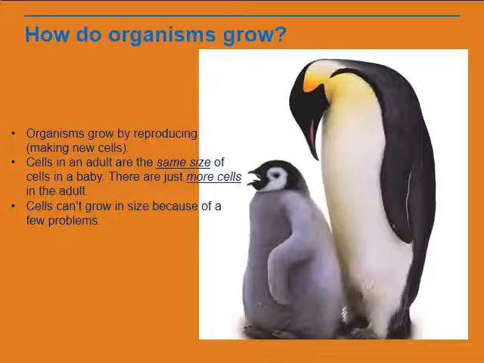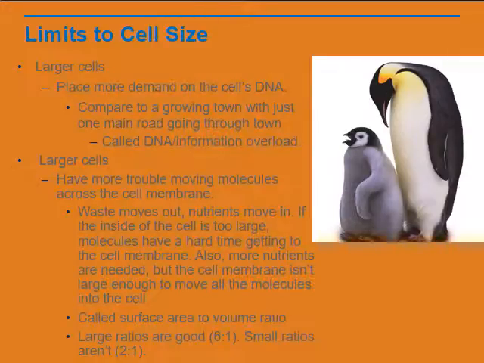All right, so think about it. When you were a baby, you had fewer cells than now as a teenager. So basically, in order for this penguin to grow into this penguin over time, it will gain a number of cells, and the cells will multiply, in a sense dividing or reproducing. So basically, growing means that we have more cells.